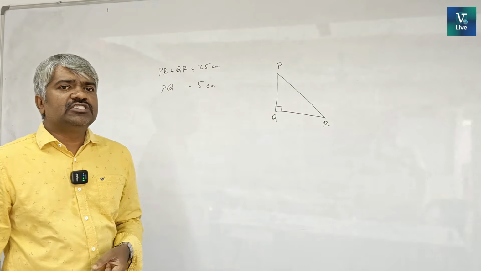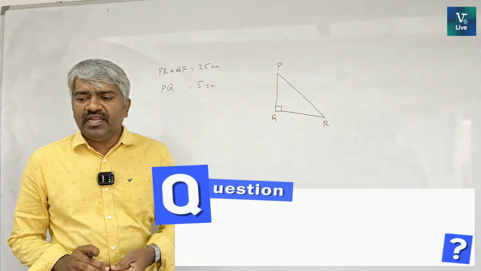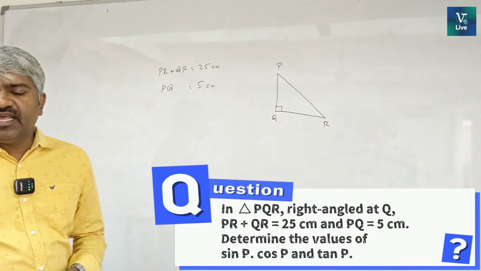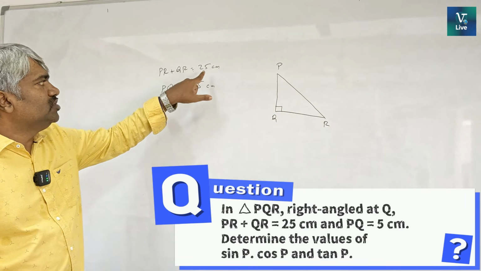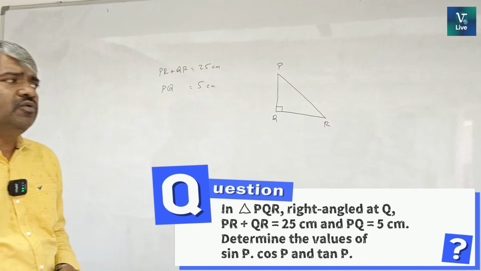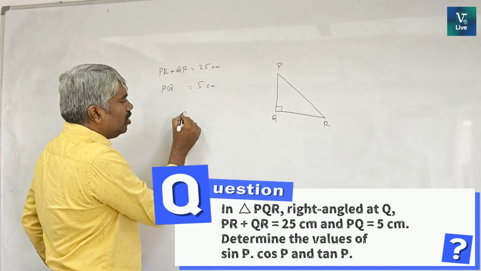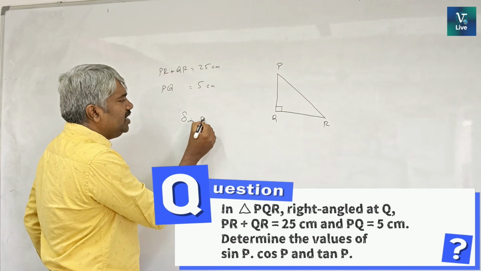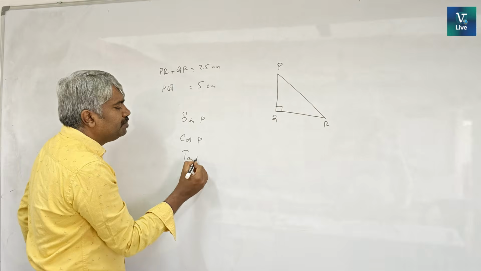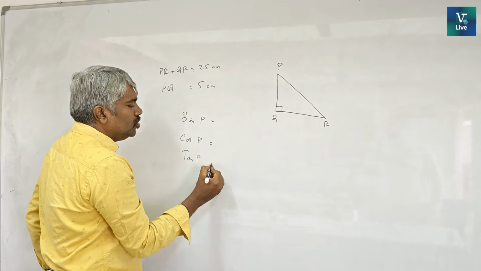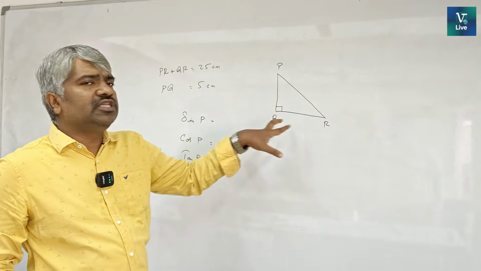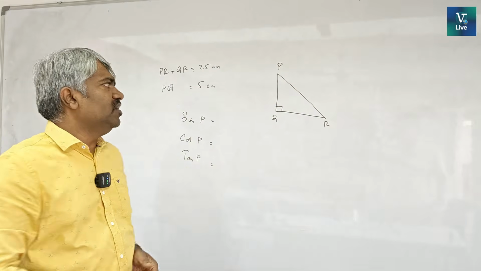Next, we are going to discuss another question, right? In triangle PQR, right angle at Q, the sum of sides PR plus QR is 25 centimeters, and PQ is 5 centimeters. This is the data given to us. We need to find the value of sin P, cos P and tan P, right? So, before finding these values, you should find the length of all the three sides of the given triangle, right?